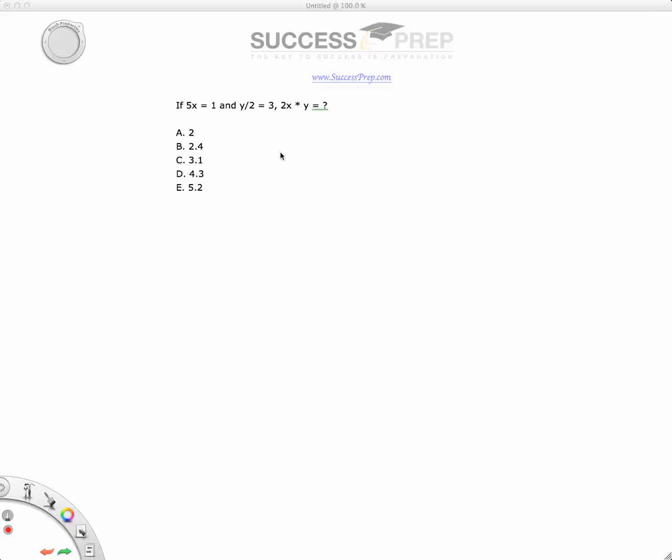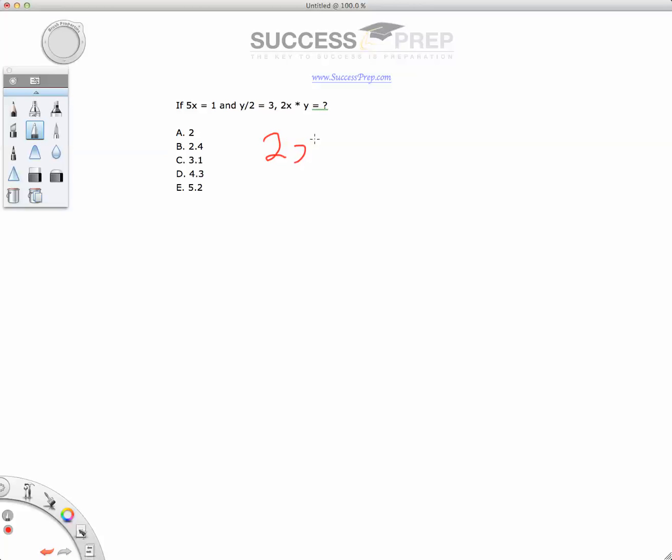Hello there. If you get a question like this on the SAT, one of the few things you want to do is just go ahead and figure out the value for x and for y, because in this question all they're asking for is, since it says 2x times y, they're pretty much asking you for the value of x and the value of y, and then getting you to multiply that with 2.